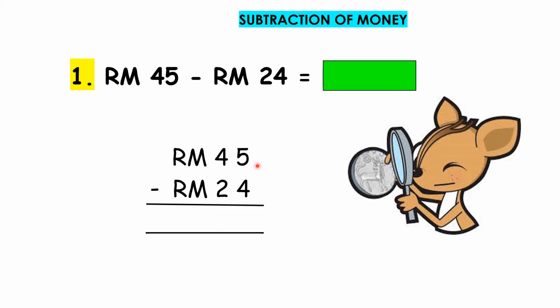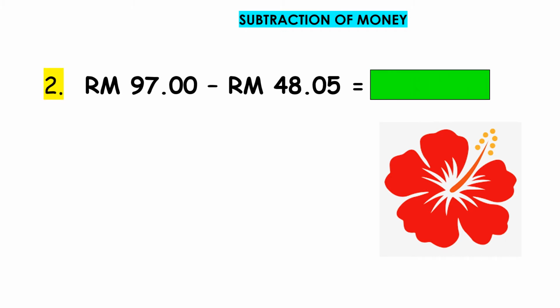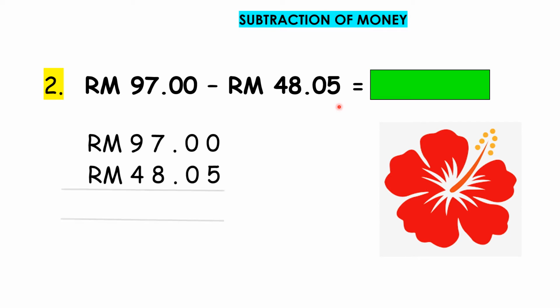So 45 ringgit minus 24 ringgit. We start from 5 minus 4. 5 minus 4 is 1. 4 minus 2 is 2. And then write RM. So the answer is 21 ringgit. Example number 2, 97 ringgit minus 48 ringgit and 5 cents. So we write 97 ringgit first and then 48 ringgit and 5 cents below 97 ringgit. And then underline and write the minus symbol.